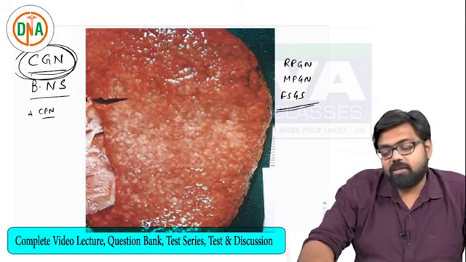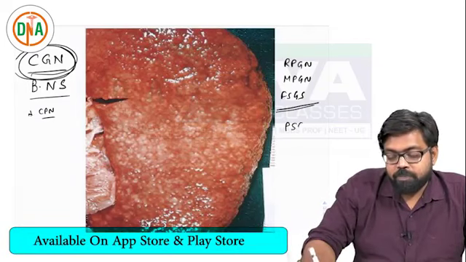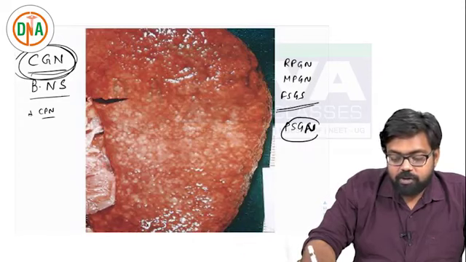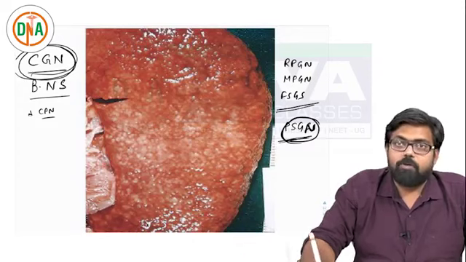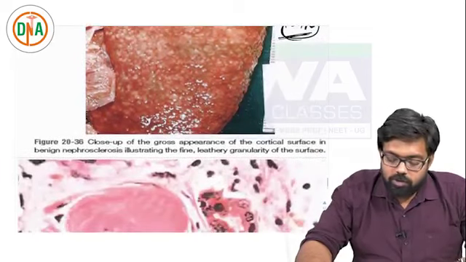And a repeatedly asked MCQ is, which has the least chance of transforming into chronic glomerulonephritis? It is post-streptococcal glomerulonephritis, which has very little chance of transforming into chronic glomerulonephritis.